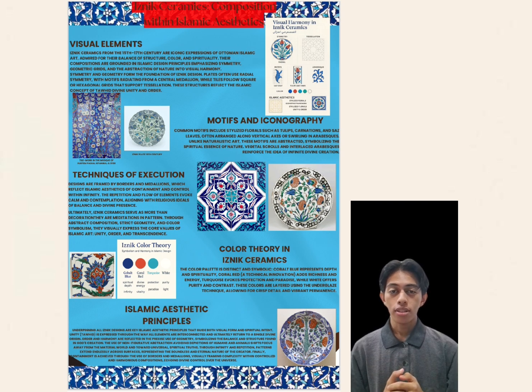To conclude, this project helped me understand that ethnic ceramics are more than decorative objects. They are spiritual compositions through symmetry, geometry, abstraction, and color. They express deep Islamic principles such as unity, divine order, and the infinite nature of God. Every motif, grid, and pigment reflects a worldview where beauty is a path to spiritual reflection.